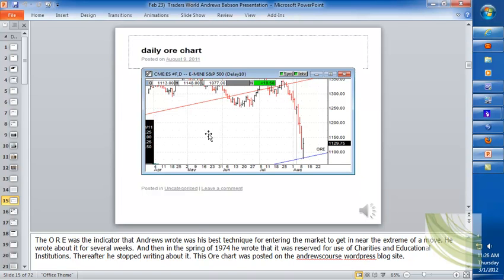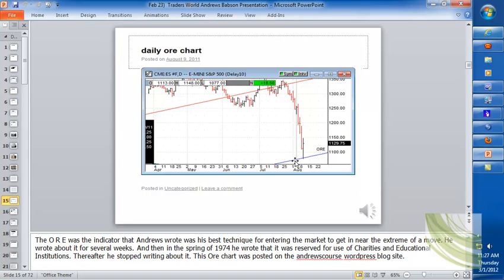What he would do is tell people exactly what he used and exactly how he did it. And the OR was an indicator that Andrews wrote was his best for entering the market to get in near the extreme of a move. And just for grins, we were playing with this, and we posted the results we got on August 9th. In the market, the S&P was coming down like a falling knife, from 1350 to under 1100 in a matter of a couple of weeks.